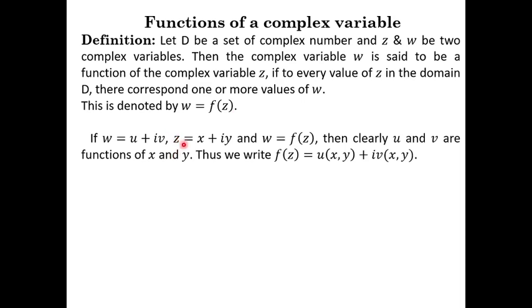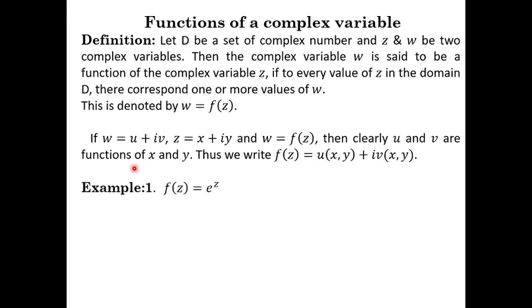Therefore, we take W is equal to U plus iV and Z is equal to X plus iY. So W is equal to f of Z, that is f of Z is nothing but function of X plus iY. What is W? W is U plus i into V. Therefore, U plus iV is equal to f of Z. That means U and V are functions of X and Y.